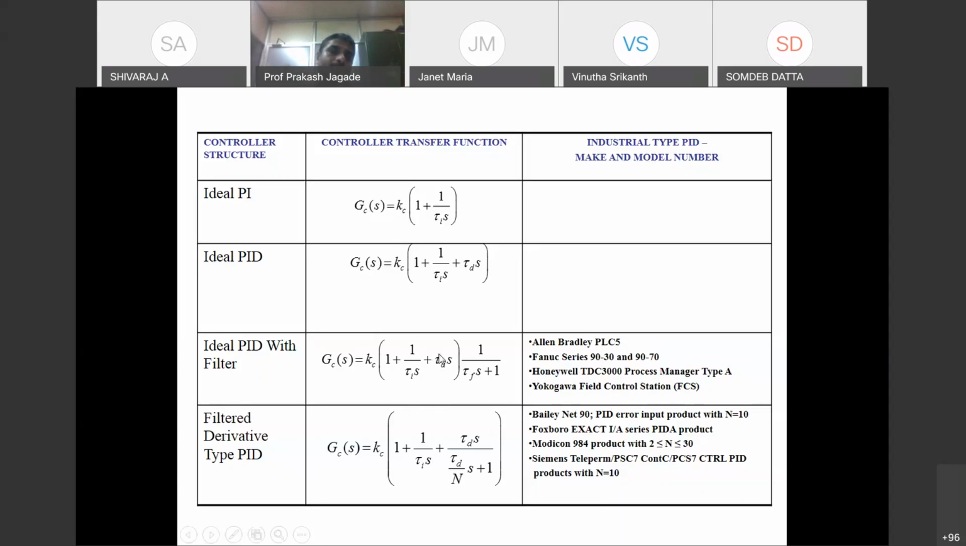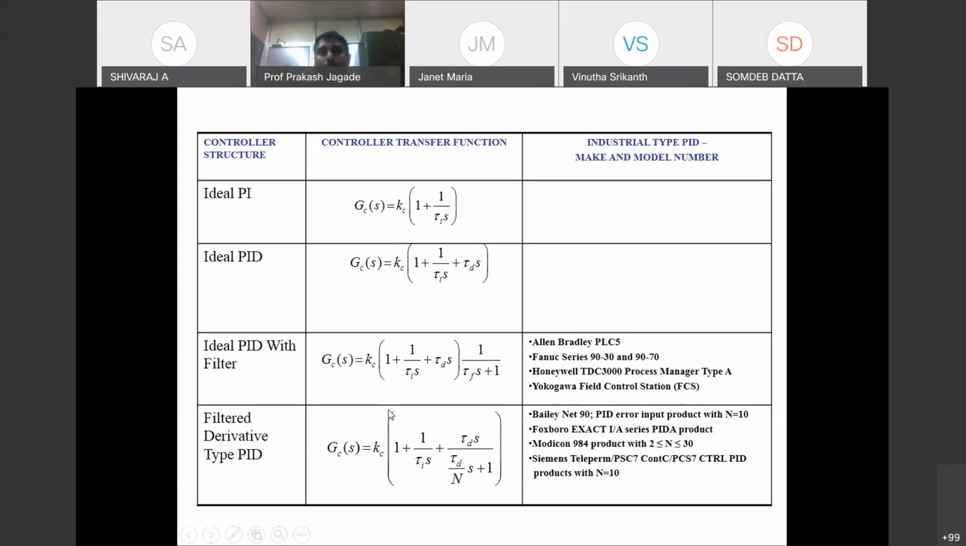And if you see here, in any textbook version, there are 3 parameters associated with the PID controller. They are nothing but Kc, tau I, and tau d. Kc is proportional gain, tau I is integral time, tau d is derivative time. And if you see the fourth row and the fifth row, the second column, you have an extra parameter tau f in the ideal PID with a filter, and we have an additional parameter n in the case of filtered derivative type PID control.